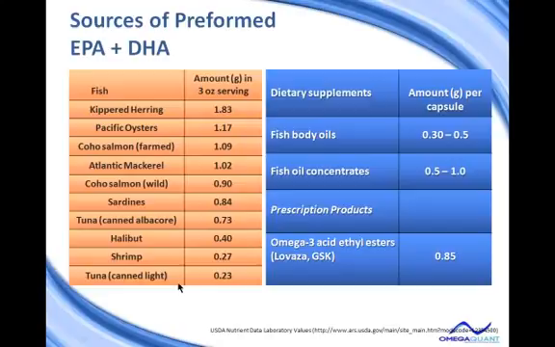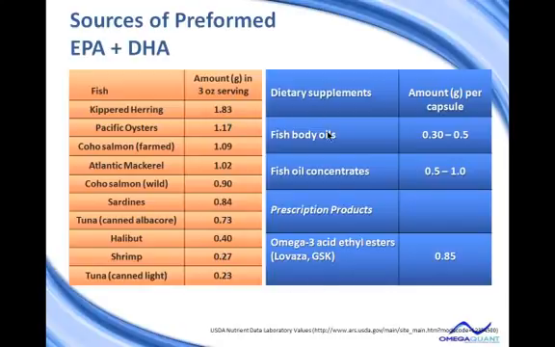Fish that are not on this table because they have very little omega-3 would be things like catfish and perch and bass. And tilapia, very popular these days, has very little omega-3. And so there's a wide variety of omega-3 content in fish.